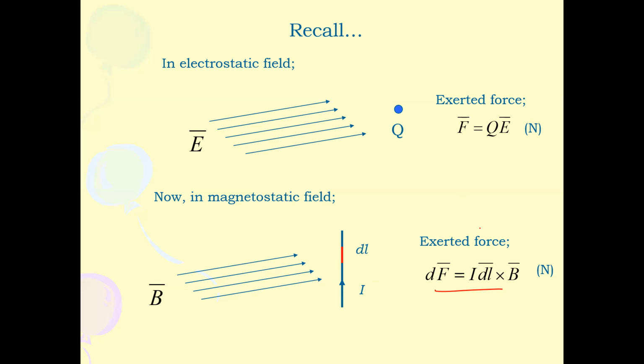We can see some difference between the electric force that we have seen previously and our current discussion on the magnetic force. This is the difference between the force that we discussed previously in electrostatics and the current discussion. We have F equals QE for the case of electric force, and we have dF equals I dl cross B for the case of magnetic force.